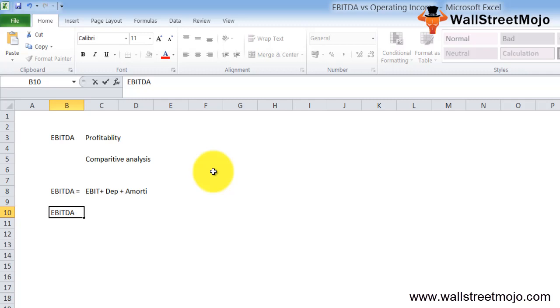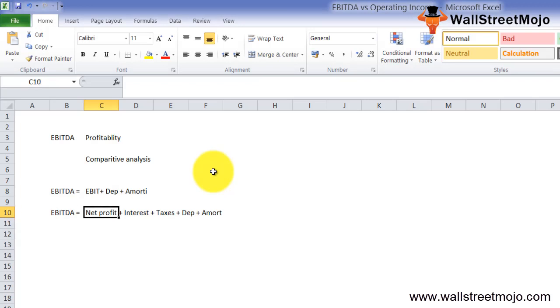EBITDA can also be calculated in this fashion. EBITDA is equal to your net profit, to which you add back the interest, since it is earnings before interest and tax. You also add back taxes, and then depreciation and amortization. So these are the two ways by which you can calculate EBITDA for any company.